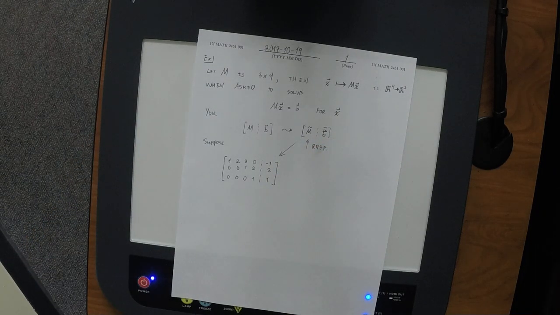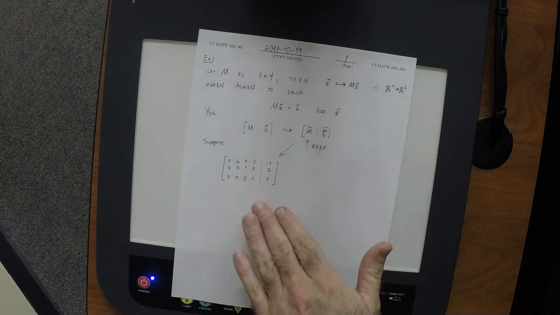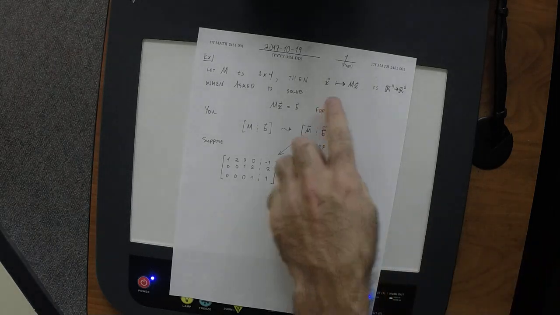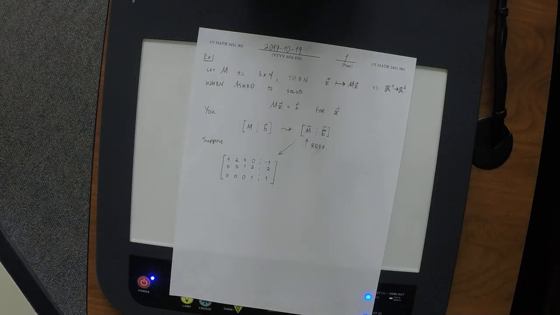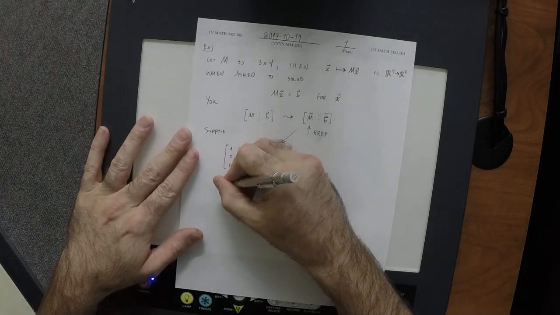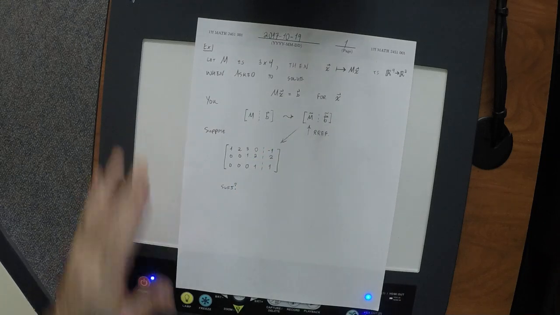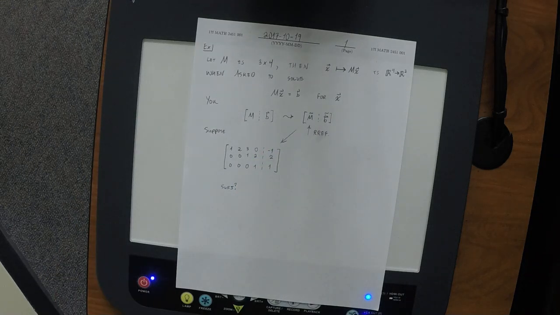Then in the first place, supposing that M comes to this in reduced row echelon form, is the map X maps to MX surjective or is it not? So which one is it? It is surjective. So the first question is, is it surjective? And what's the answer to the question? So the answer is yes, but what is the test?